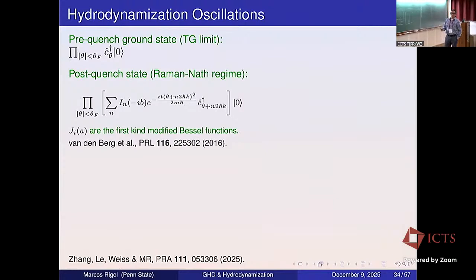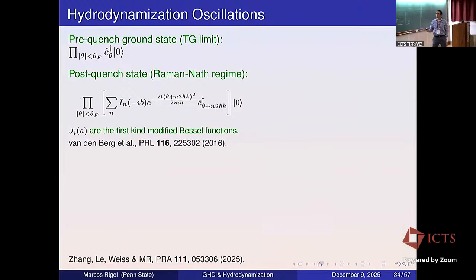Initially, since we have a homogeneous system, we have a Fermi sea. After the pulse, you have a superposition of the initial Fermi sea and higher momentum peaks that come with an amplitude determined by the modified Bessel functions. And this B, which is the A in here, is the area of the pulse. If you want to forget about the equation, what does that tell you? It tells you that the occupation of these higher momentum peaks is determined by the area of the pulse.